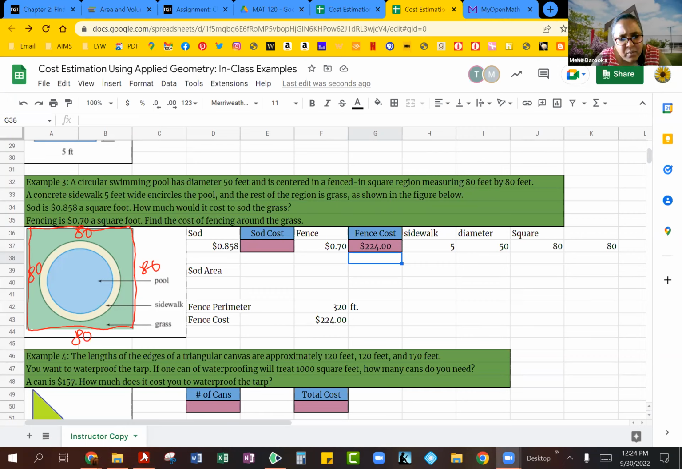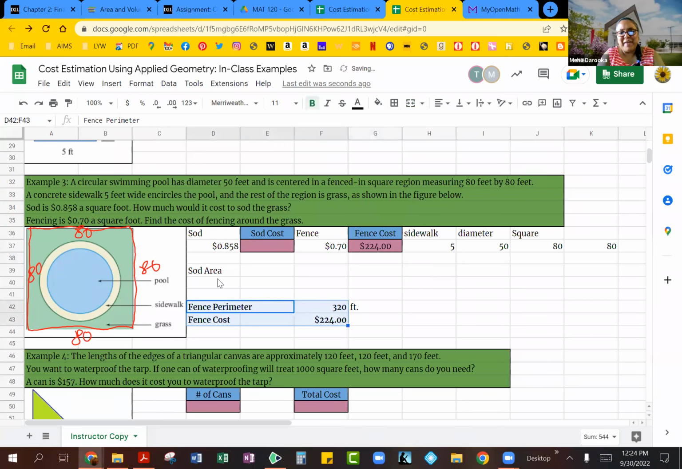Now, Sabrina, why are you getting only $2? Because that would be awesome, right? If you only had to pay $2 for 320 feet of fencing. I don't think we live in that world anymore, sadly.